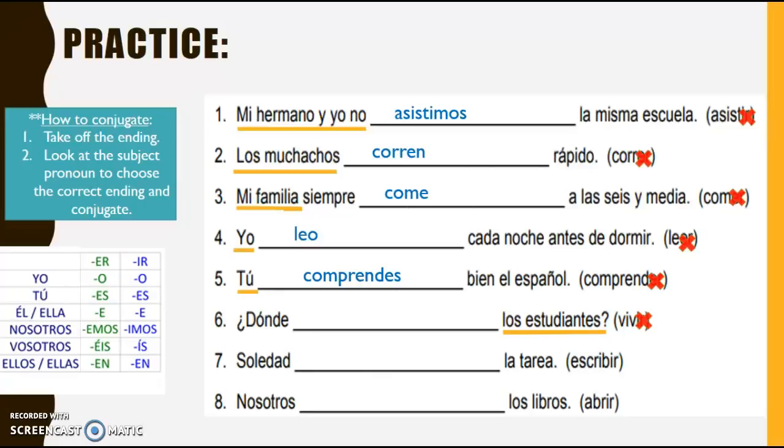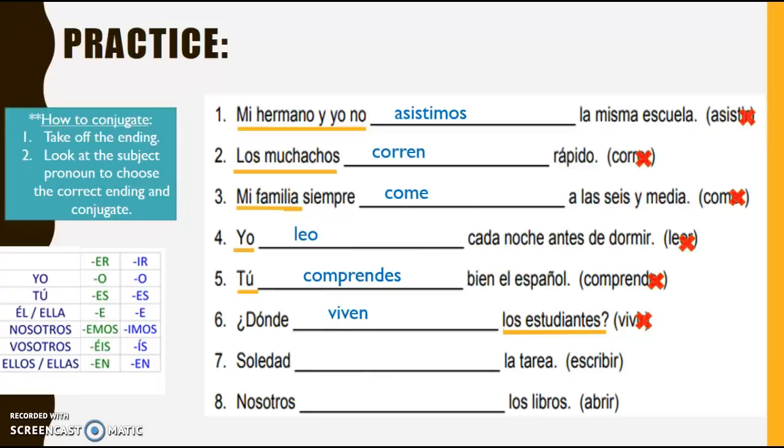Dónde means where, like we learned with de dónde eres. So hopefully that's familiar. So we do want to conjugate it for los estudiantes. So again, we want to think the students, which pronoun would I replace that with? And again, it would be they. So they is ellos. In our chart, we see the ending is en. So we're going to put viven right here. So dónde viven los estudiantes?